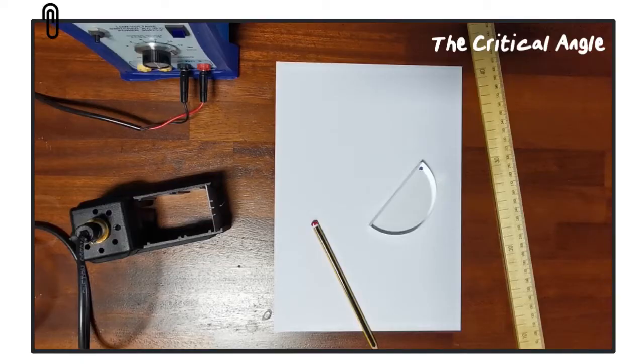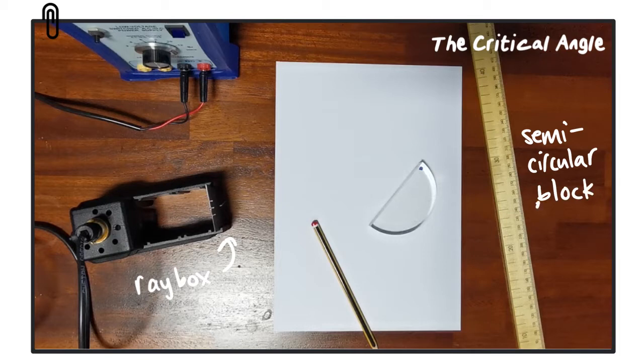Hiya folks, in this video we'll have a look at how you can determine the critical angle of a material experimentally. In order to do that, we're going to need a ray box, and a semicircular block. Now the shape of this is important, which we'll talk about a little later. We will also need a protractor to measure any angles, as well as a pencil and a ruler.